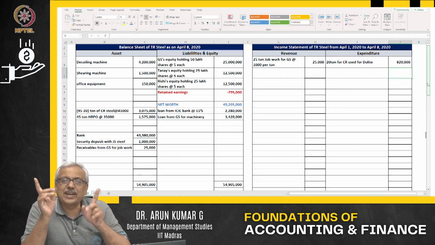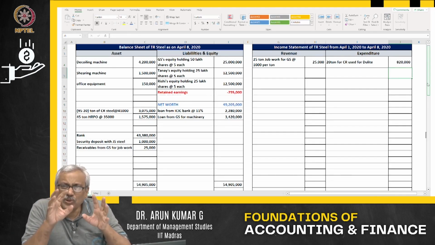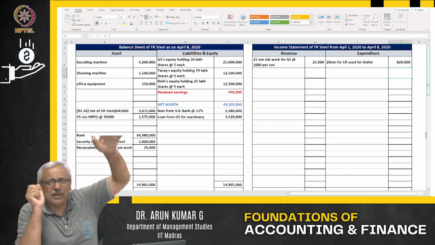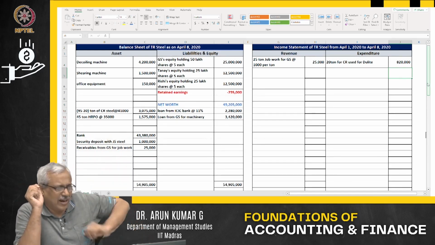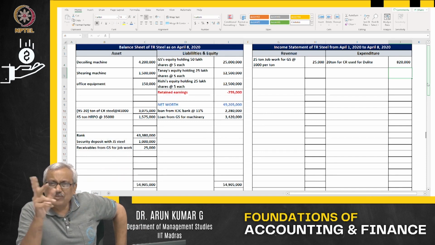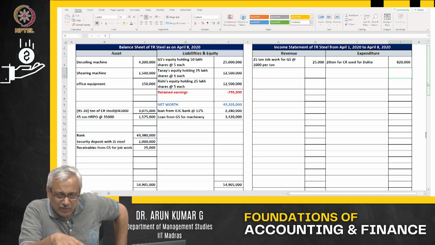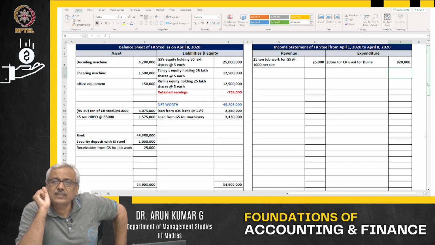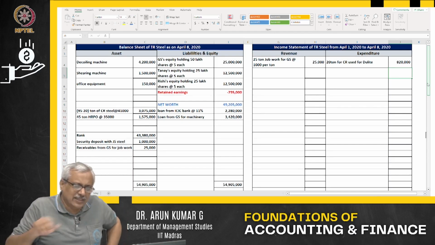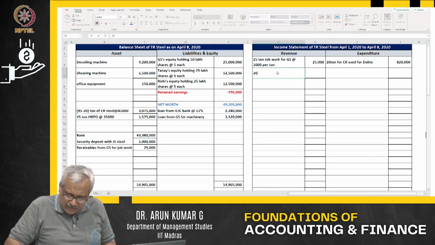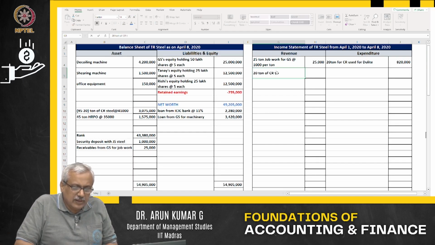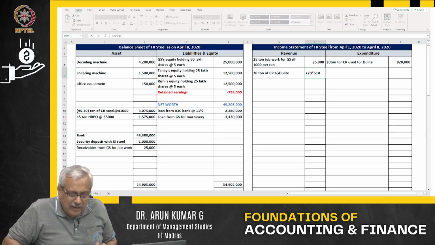So, what is happening? First part of the transaction, you are utilizing the material. When you are utilizing the material, what is happening to your asset? Your asset is depleting, and that is what you saw. When you utilize the material, you enjoyed the benefit of the material. What happens? Your expenditure increases. That is what you see out here. Now, next, what has happened? You have sold. Sold for what? 51,000 per ton to Dulite. That is 20 tons of CR to Dulite. So, what has happened? Revenue has occurred.